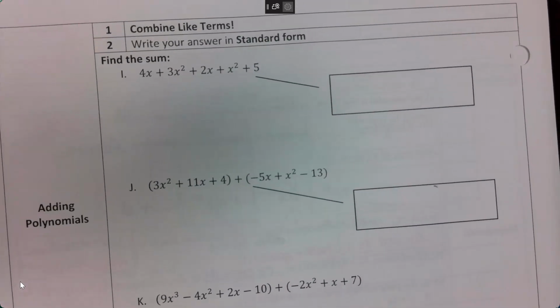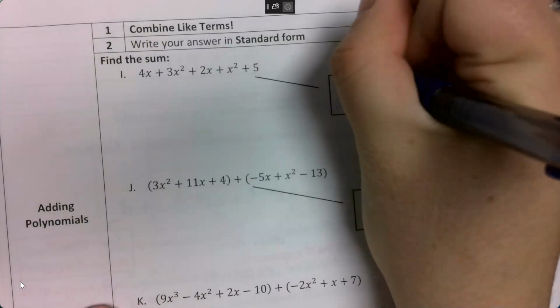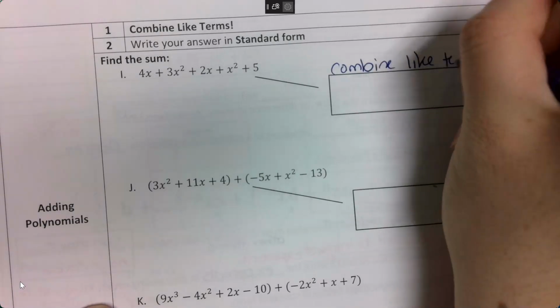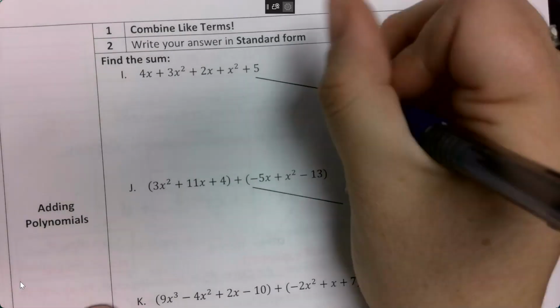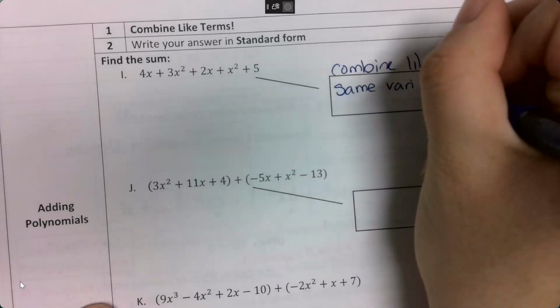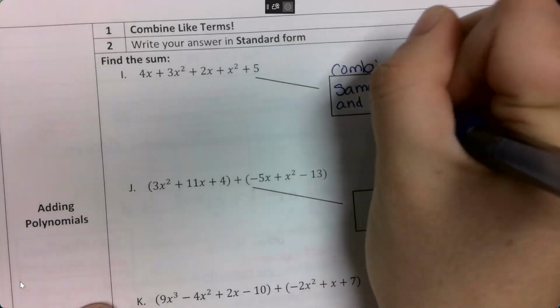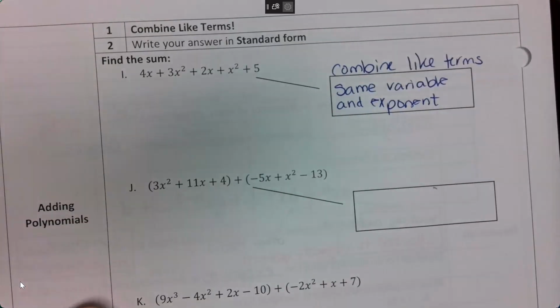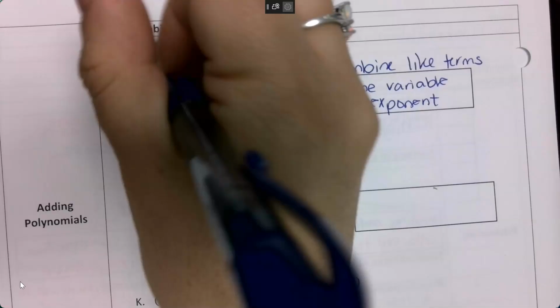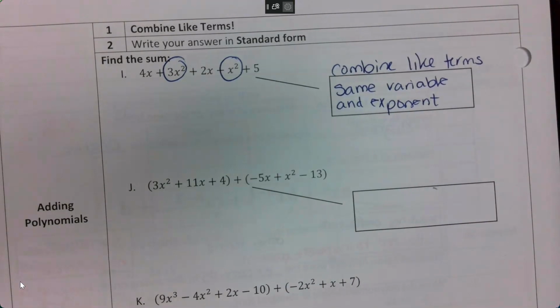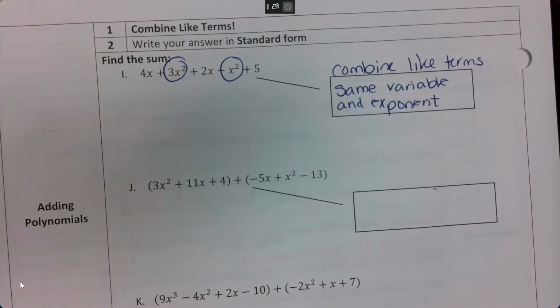So on the backside, we are going to add the polynomials. What I want to do is I want to combine like terms. These have the same variable and exponent. So what's my highest exponent here? So x squared is my highest exponent, so I want to add all of my x squared terms together. What is 3 plus 1? 4, so I'm going to have 4x squared.